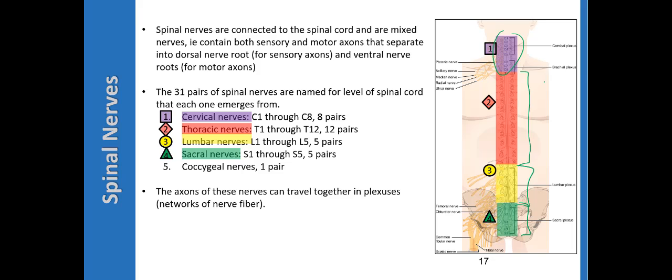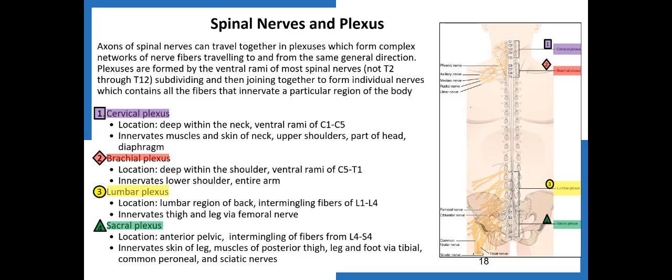Now, when they leave the spinal cord, they don't just go straight out, right? What happens is they form plexuses, or networks of nerve fibers. We can see this in the next slide. You can see that these axons form networks, and there are 4 different networks. If you look at the nerves that form these different plexuses, you can see that they're grouped together, right? The cervical plexus is formed from spinal nerves C1 to C5.